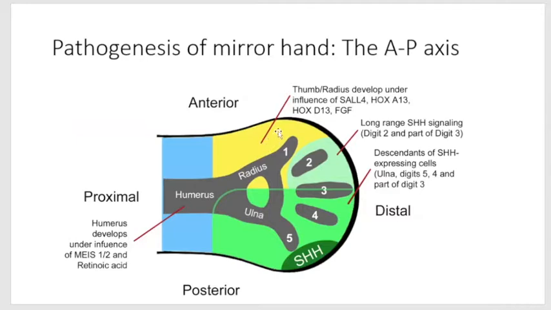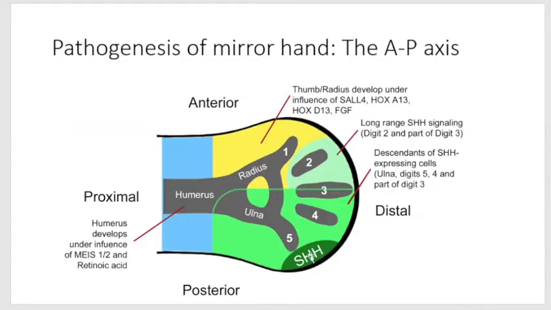And that is by many mesodermal factors like SALL4, HOX genes, and of course, the apical ectodermal ridge fibroblast growth factor 8 is essential for normal thumb development. For the thumb to develop normally, you should not have sonic hedgehog in that area, the anterior zone.